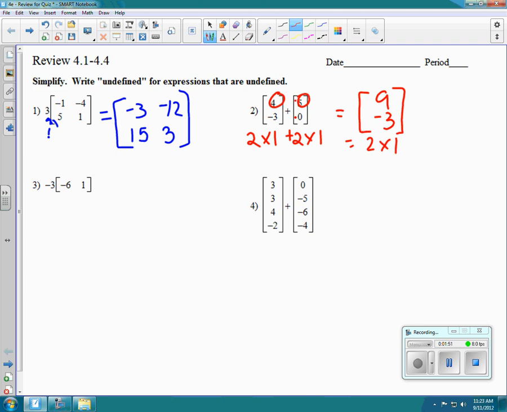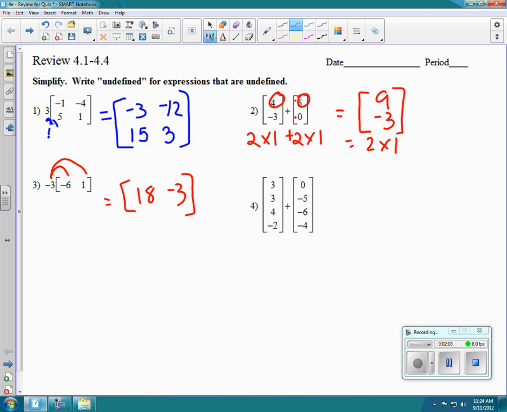Number 3 is an example of multiplication again. We're going to distribute this -3 to everything inside of this matrix, just like we did before. -3 times -6 is 18. -3 times 1 is -3.